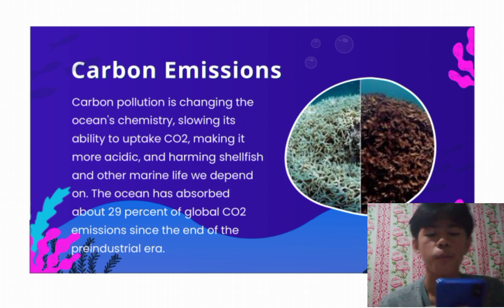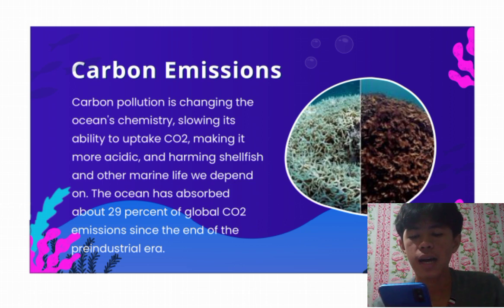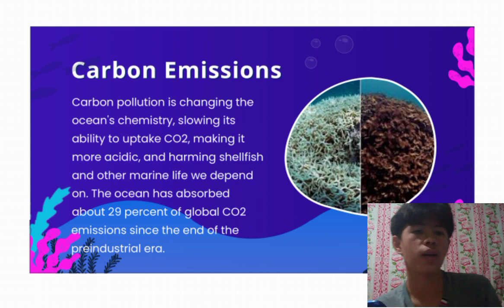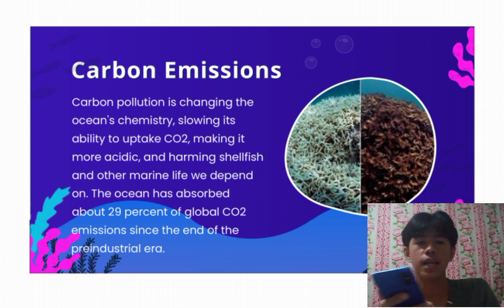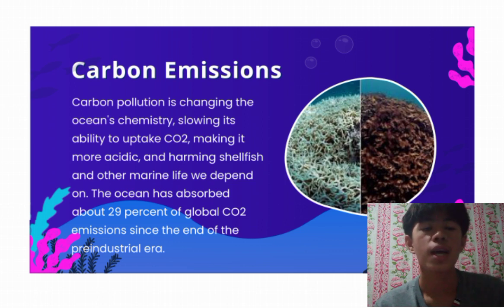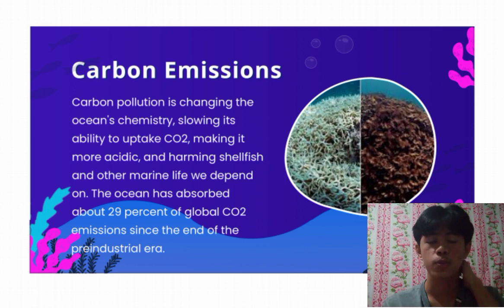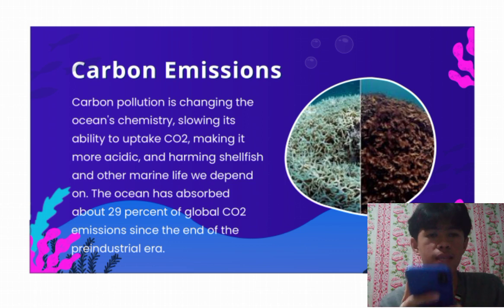So, carbon emission, for example, as a human activity, is like burning cellophane or burning fossil fuels. If the carbon dioxide is absorbed by the world's ocean, it will affect the species, especially, for example, the coral reefs, which are the habitat of fish. There is a chance that the coral reefs will die or be damaged.